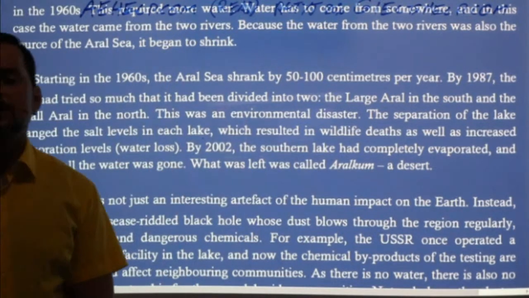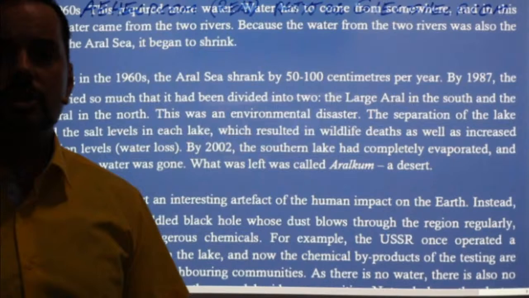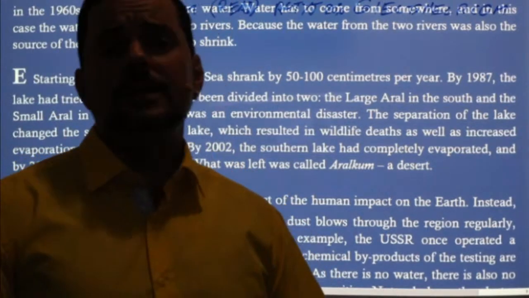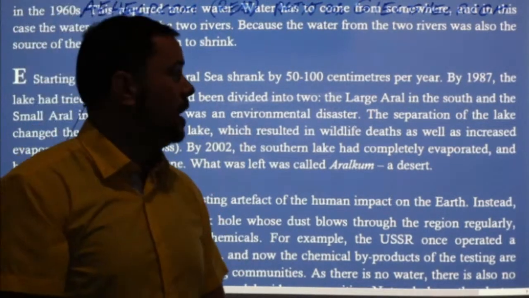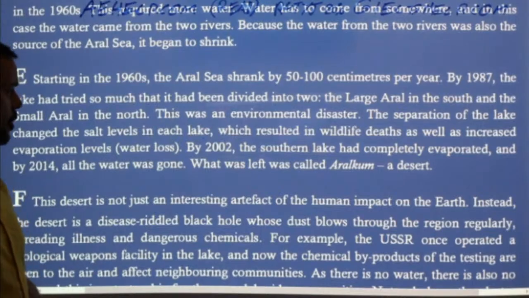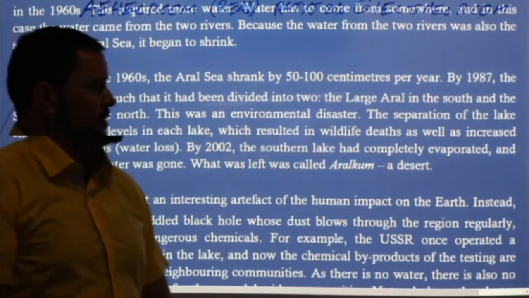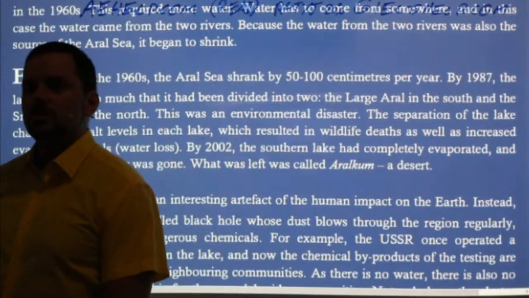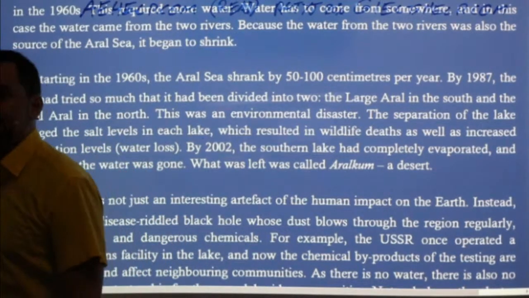Okay, so what is this paragraph about? The drying of the lake, the shrinking of the lake in the 1960s, separating into two lakes, the north and the south, and it's a natural disaster. So very clear, very visual again. Okay, all right. So good, good.